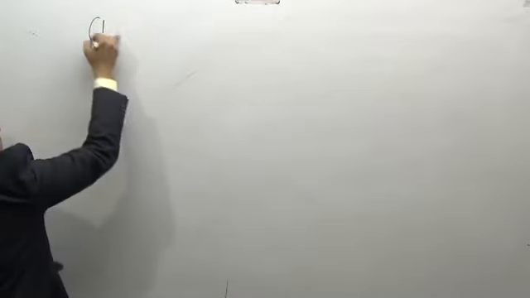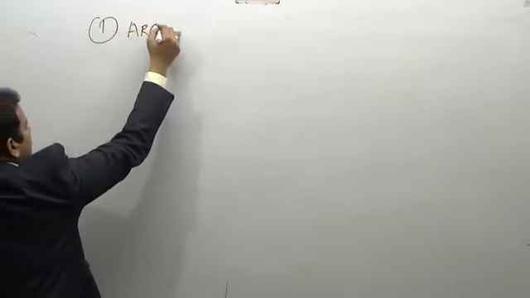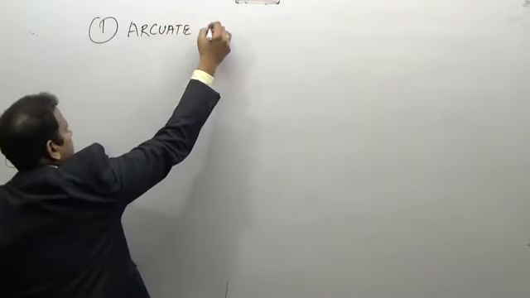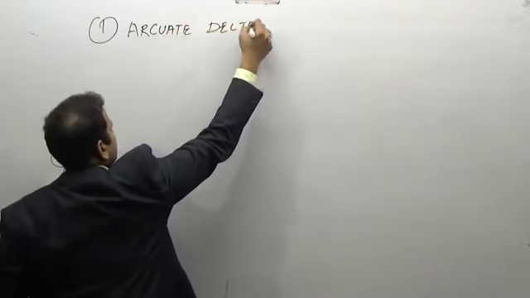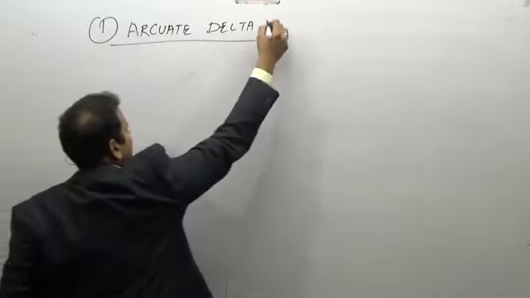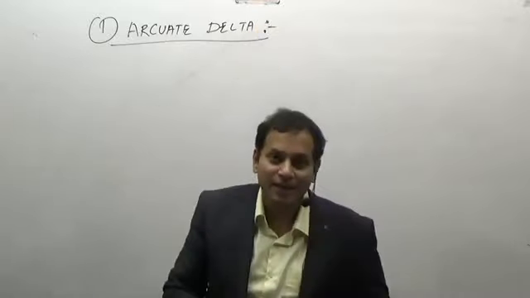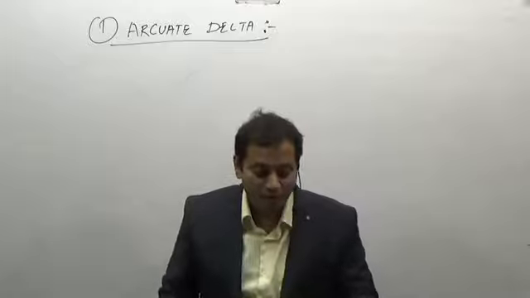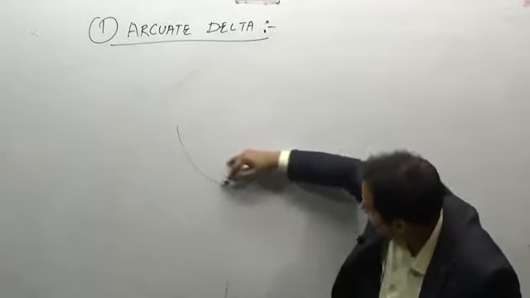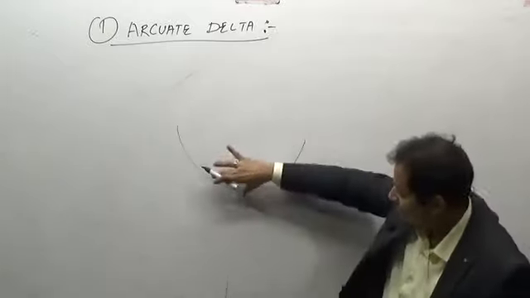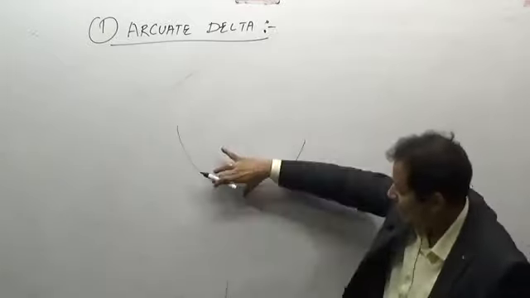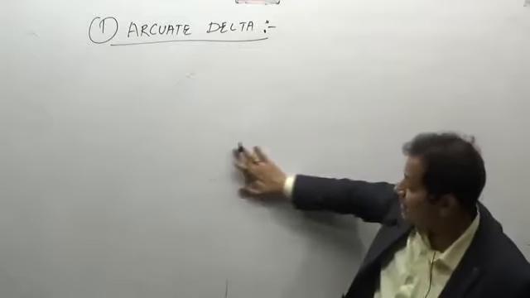There are three major types of delta based on their shapes. The first one is an arcuate delta. What is an arcuate delta? It is a fan-shaped delta. That means the land is the shape of a fan. The shape of a fan is somewhat like this: the central part projects deep inside the sea while it becomes narrower as we progress outside. Now how is this delta formed?